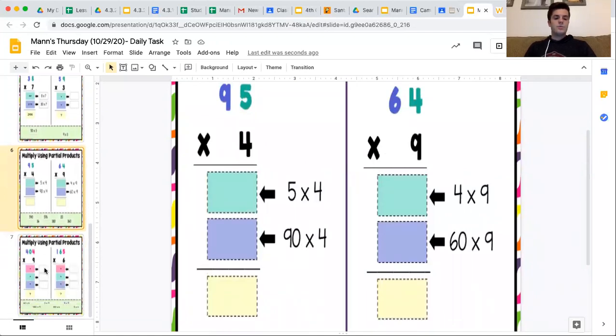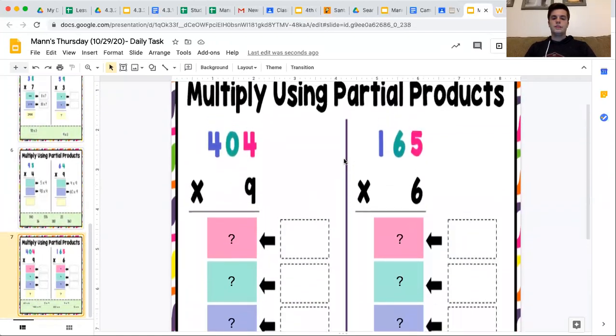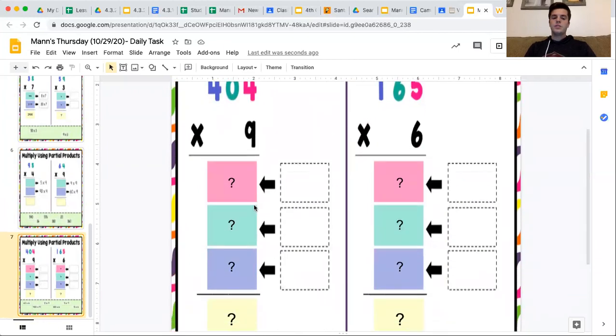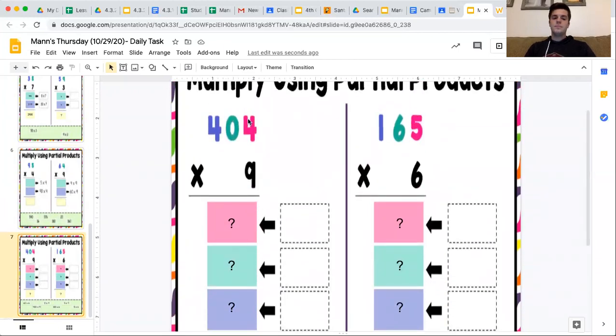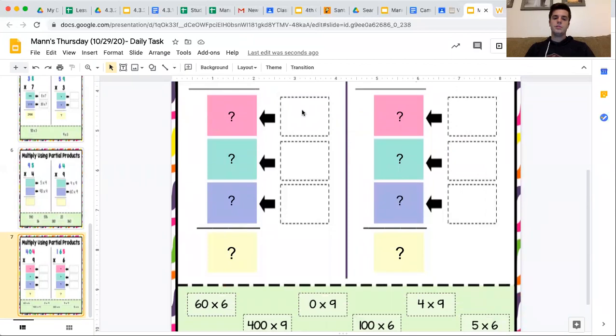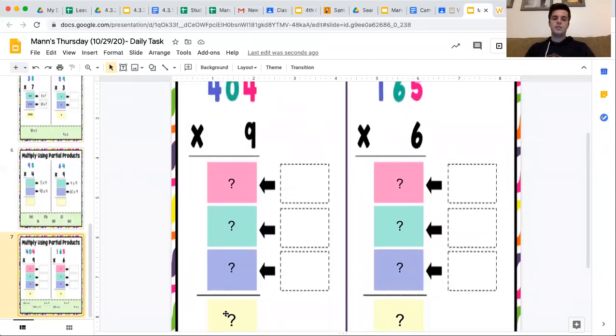And then our last one, here's a little challenge. This has 3 digits up here. The way that we do it is the same, but we have 1 extra step. So we do 9 times 4, or 4 times 9, and then 9 times 0, and then 9 times 4 again. But this isn't just 4, remember, it's 400. Okay. And then we drag up the answers, put them in the little boxes, solve it, and then add.